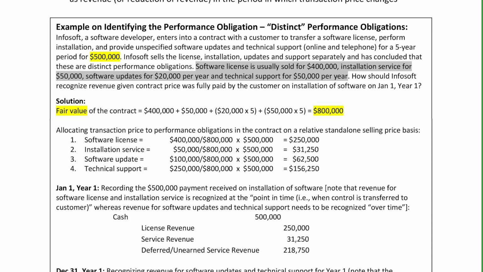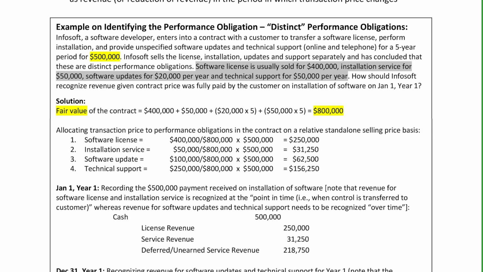So of the $500,000, we allocate $250,000, half that number, to the software license. Similarly, for installation service, we allocate $31,250 of the $500,000. Software updates get an allocation of $62,500, and technical support gets an allocation of $156,250.